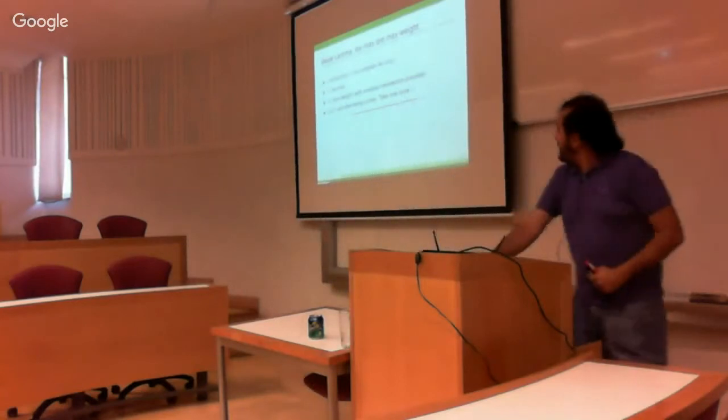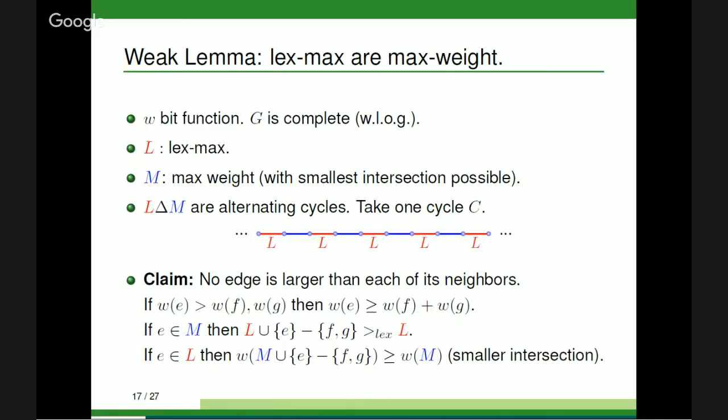Now, here's the interesting claim. In each cycle, I drew one on a line over there, no edge is strictly larger than both of its neighbors. So you cannot have a situation like this. Remember, the weights are powers of 2. You cannot have 8 and then a 4 and a 2. You cannot have an edge that is larger than each of the neighbors simultaneously. So that's the claim, and the proof is very simple.